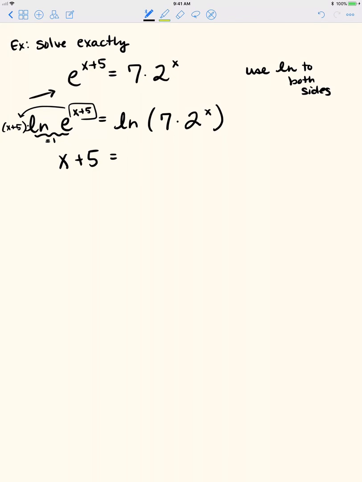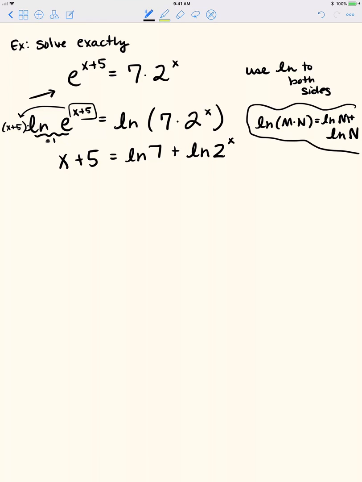What happens on the right-hand side, though, is a natural log of a product, and if you remember from your log properties, if you have a log of a product, you can rewrite that as a sum of those two things. So I can rewrite natural log of 7 times 2 to the x as the natural log of 7 plus the natural log of 2 to the x. Again, that's just using a logarithm property from some refresher ideas that we've talked about before.